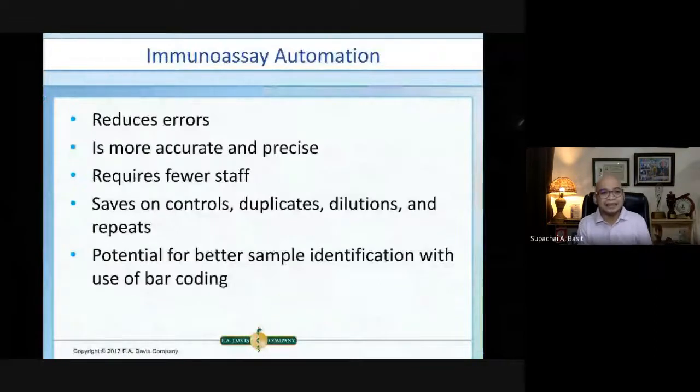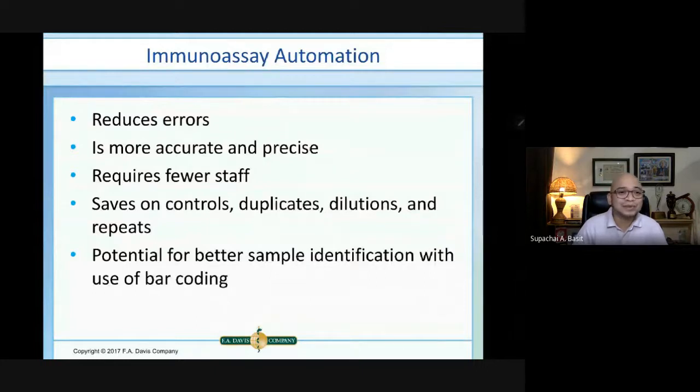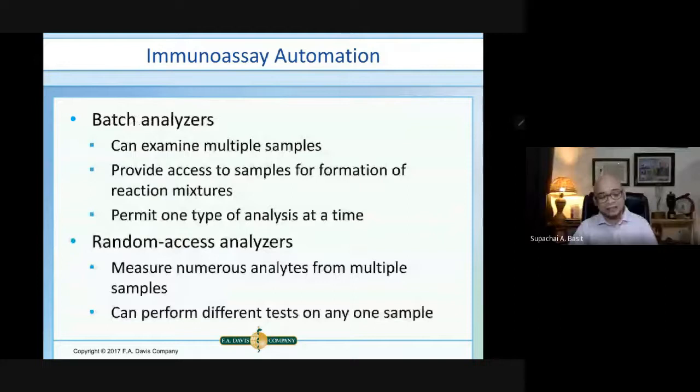Okay, so in another topic, we have immunoassay automation. Immunoassay automation reduces errors. Then it is more accurate and precise and requires fewer staff. So it saves on control, duplicates, dilutions, and repeats, and has a potential for better sample identification using barcoding. So barcoding nowadays, particularly for immunoassay, is now the trend.